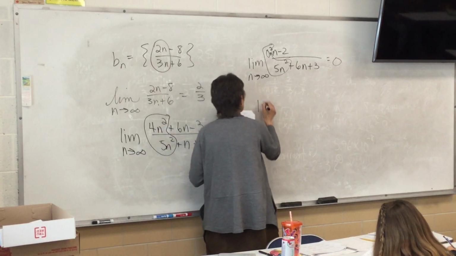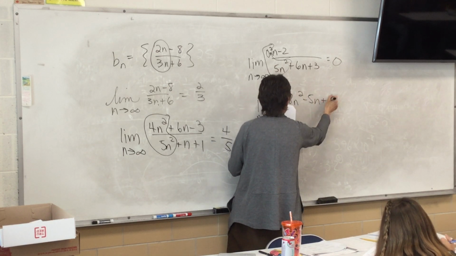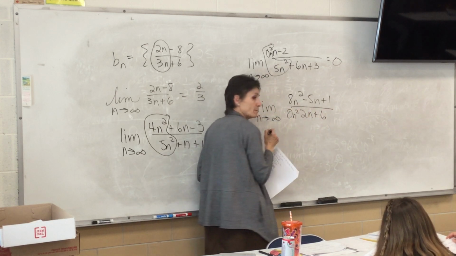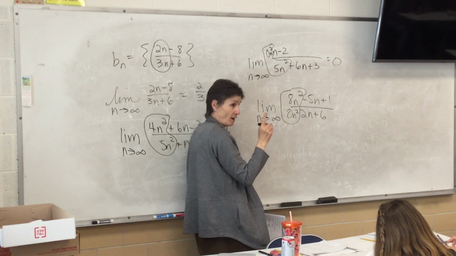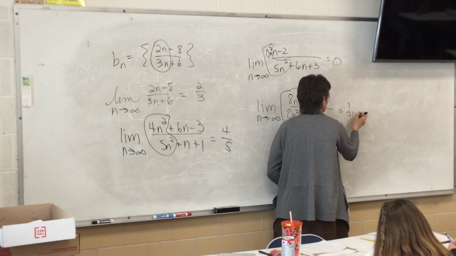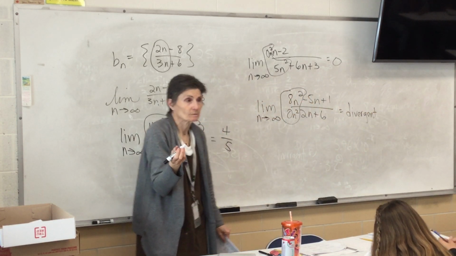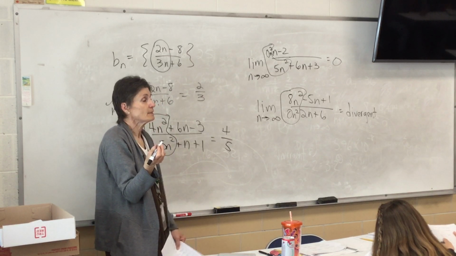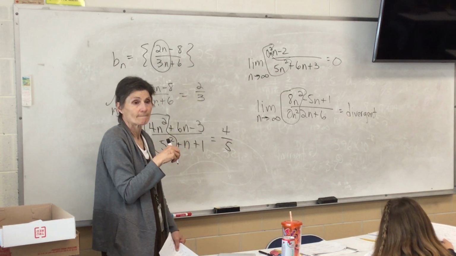H is exactly the opposite. Now the big one is on top. So you have no n squareds on the bottom. What happens when you do that? Undefined, which means no limit, which means divergent. If it's undefined, there is no answer. And if there's no answer, that means there's no limit, because that's the answer you're trying to find. And the word we use for no limit is divergent.